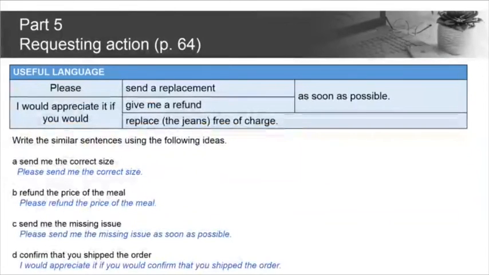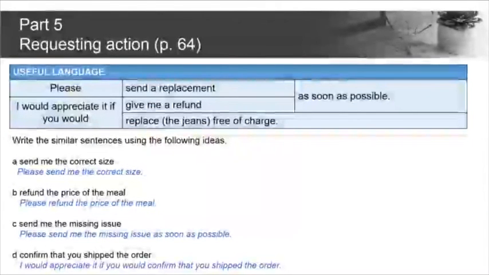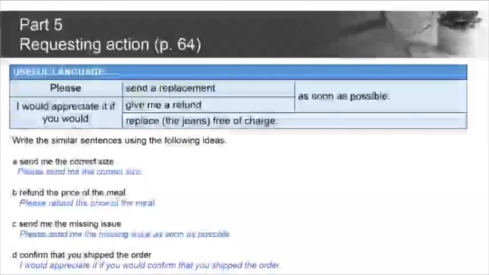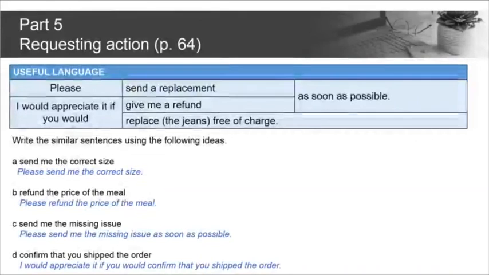And write a similar sentence using the following ideas. For example, send me the correct size. You can change it to, please send me the correct size. B, refund the price of the meal. You can change it to, please refund the price of the meal. C, send me the missing issue. You can change it to, please send me the missing issue as soon as possible. D, confirm that you shipped the order. You can change it to, I would appreciate it if you would confirm that you shipped the order.